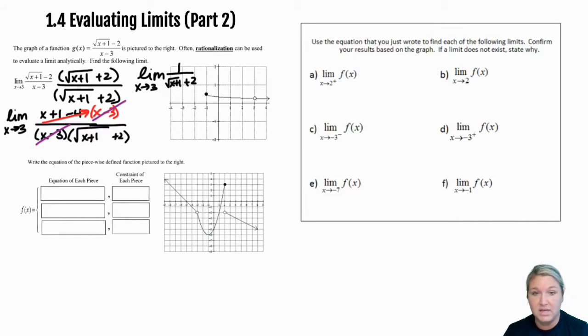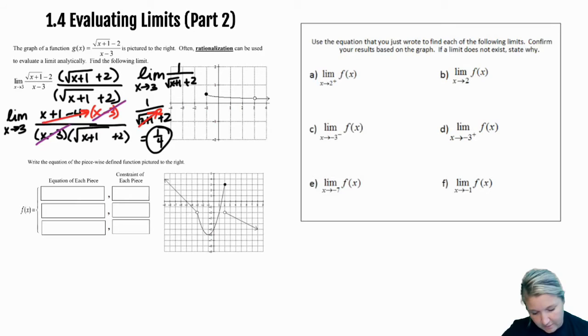So then I can sub in 3. I would have 1 divided by the square root of 3 plus 1, which is 4, plus 2. So the square root of 4 goes to 2, so this whole thing goes to 2 plus 2, and so I'm left with 1/4. So you can see that the limit at 3 is 1/4.